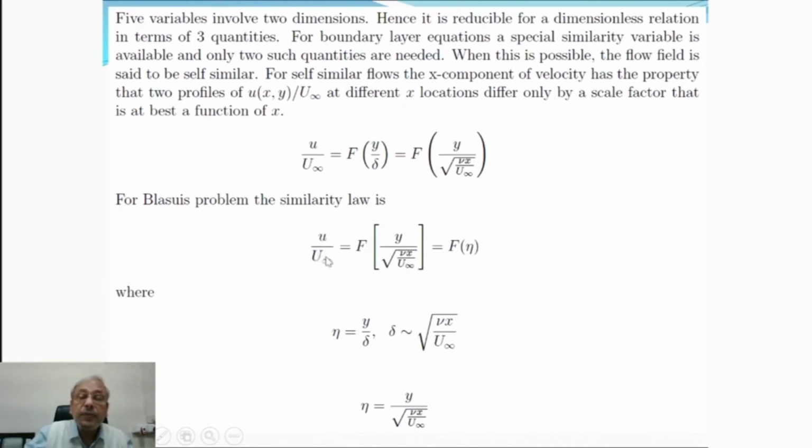So the way u by u infinity varies against eta is the unique variation of velocity across the boundary layer. So eta equals y by delta, where delta is proportional to root over nu x by u infinity, or eta is y divided by root over nu x by u infinity.